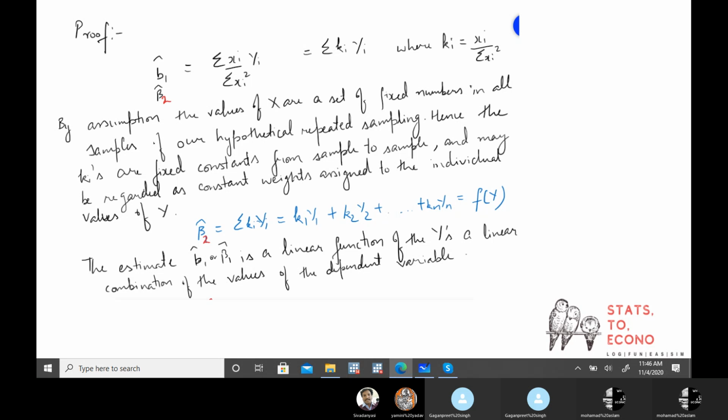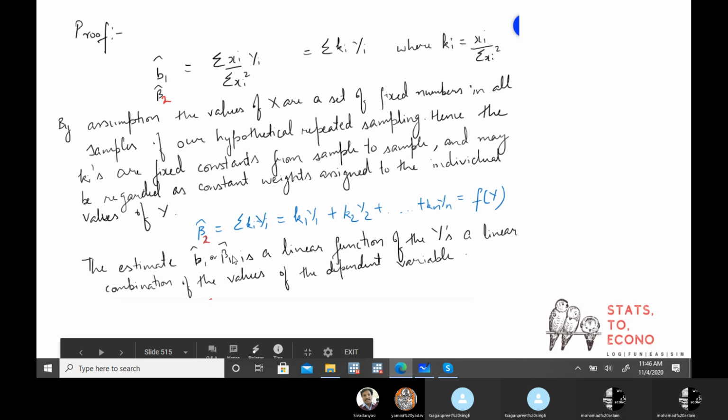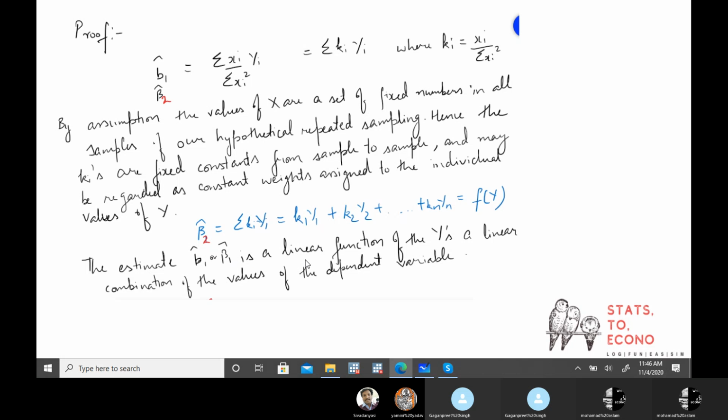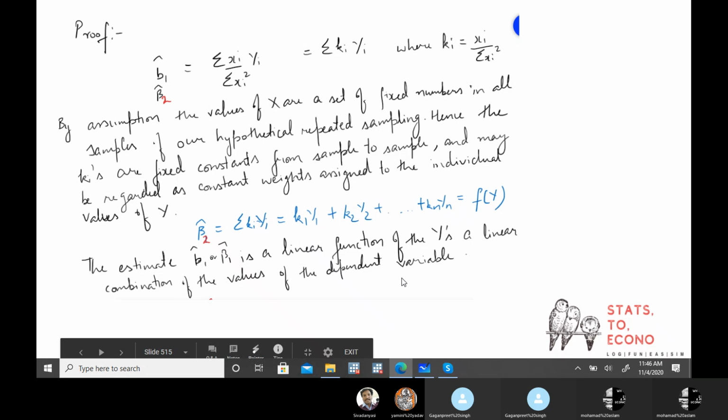So beta 2 estimate is a function of y, and it's a summation of simple terms without any square root, reciprocal, or square. So we can say this is a linear estimate. The ki are fixed constants from sample to sample and may be regarded as constant weights assigned to the individual values of y. So beta 2 is a function of y, and that is a summation in linear form. So we say the estimate beta 1 or beta 2 hat is a linear function of the y's and a combination of values of the dependent variable.